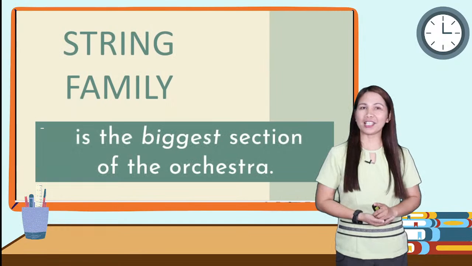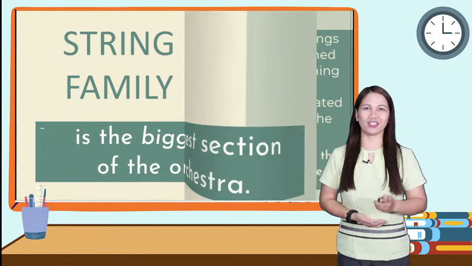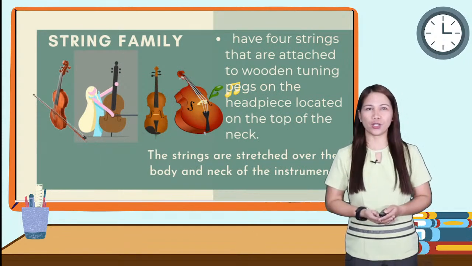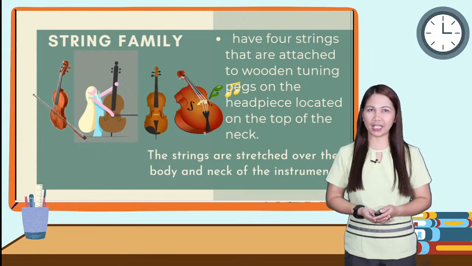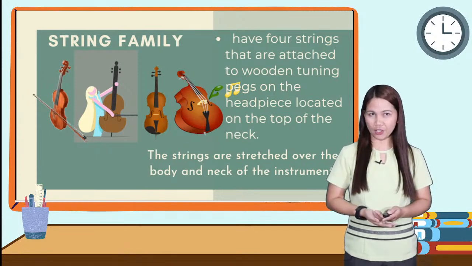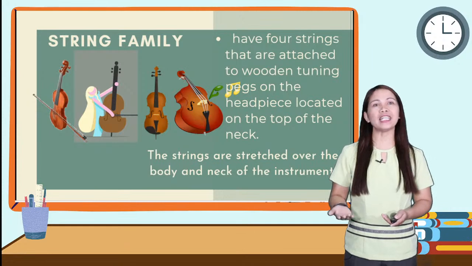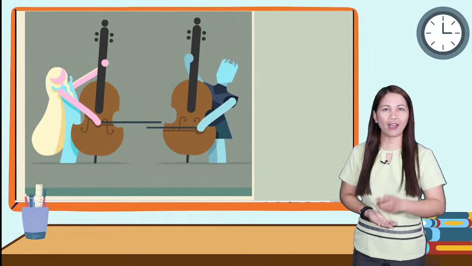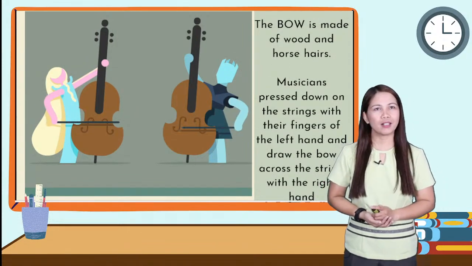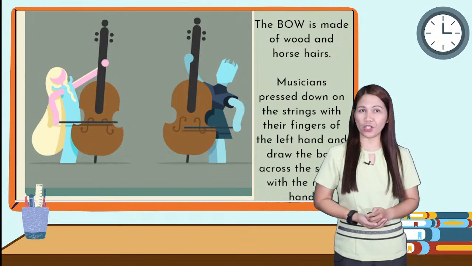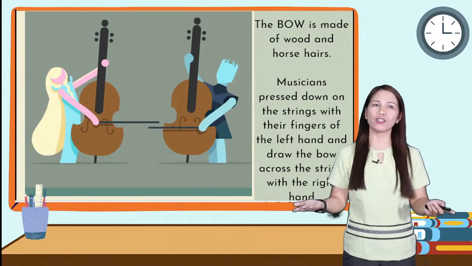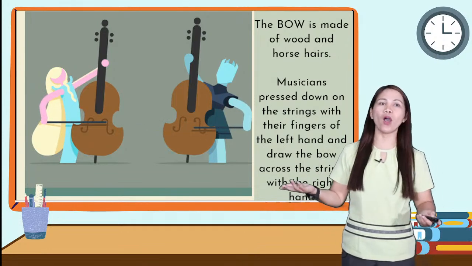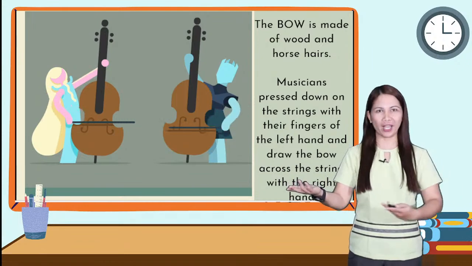The string family is the biggest section of the orchestra. The instruments have four strings that are attached to the wooden tuning pegs on the headpiece located on the top of the neck, and the strings are stretched over the body and neck of the instrument. So we have here this clip. The bow is made of wood and horse hairs. Musicians press down on the strings with the fingers of the left hand and draw the bow across the strings with the right hand.